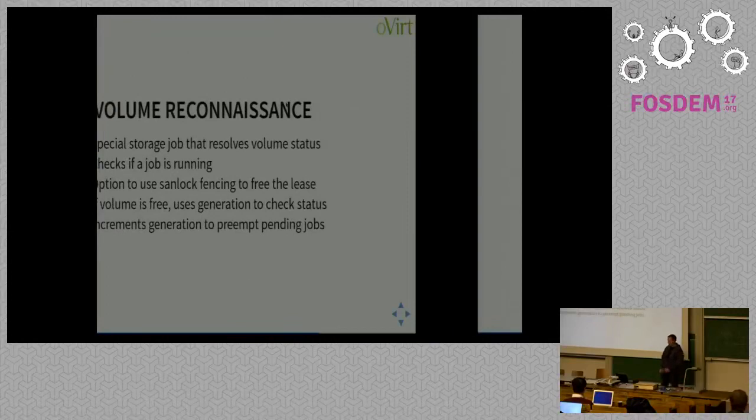We're going to use something I'm calling volume reconnaissance, and this is actually just a storage job like any other storage job, except its point is to resolve what's happening with the affected volume. So basically, we schedule it onto a host that we're able to talk to, and it's going to check if the job is running by way of trying to acquire the volume lease. So that's going to give us that piece of information. And if it is able to acquire the lease, then it's going to be able to determine success or failure based on the value of volume generation.